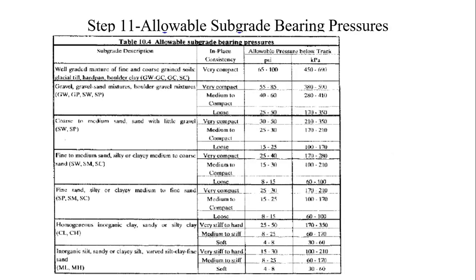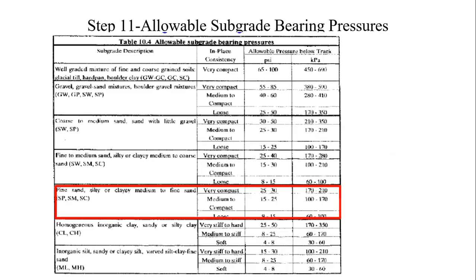And this is a table that can be used to find the allowable subgrade pressure, the bearing capacity. For instance, if you have fine sand, it can be as high as 25 and as low as 15 in psi, and 60 to 100 in kilopascals.